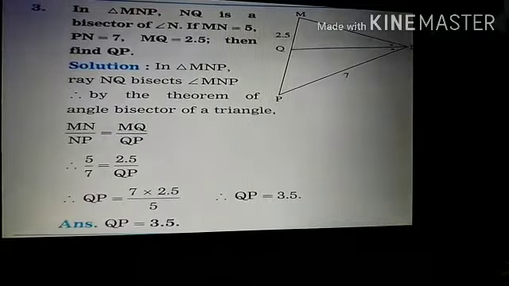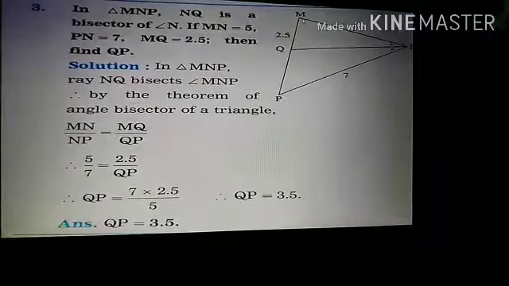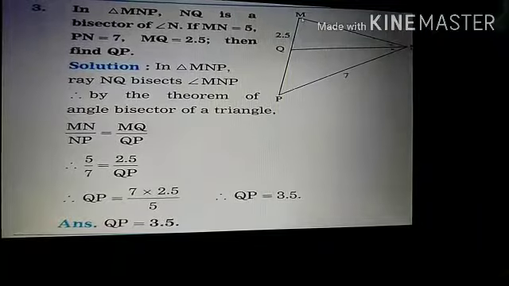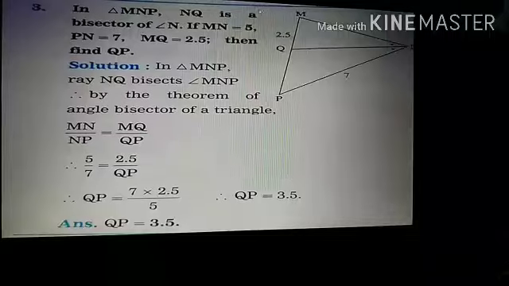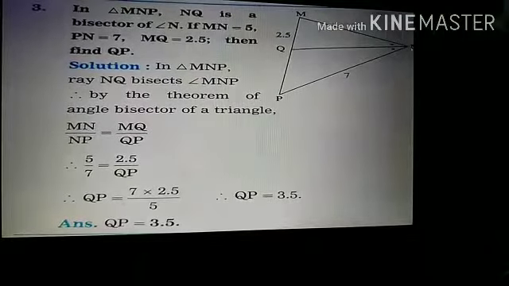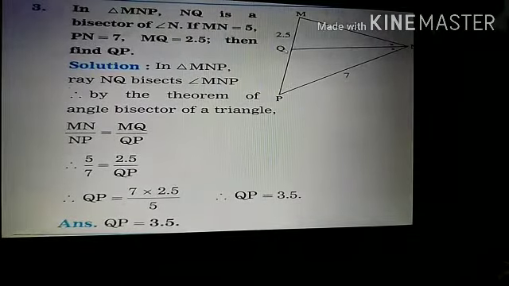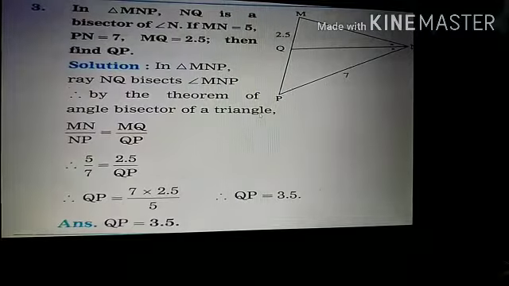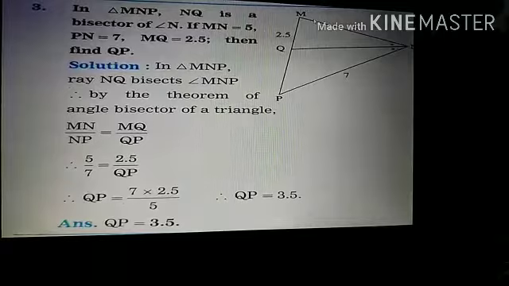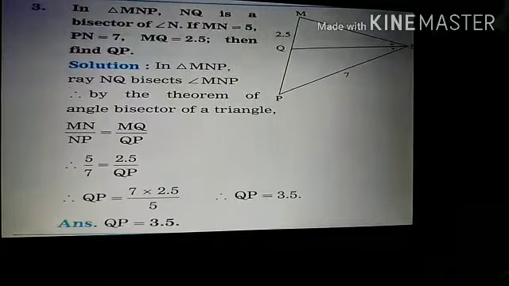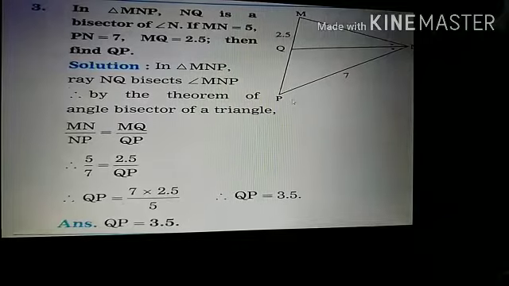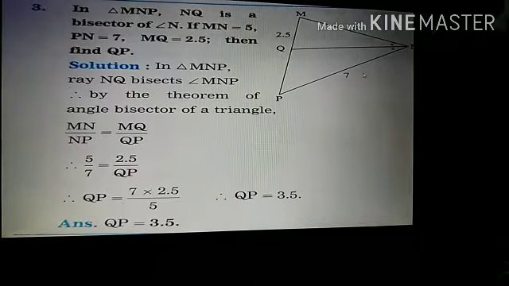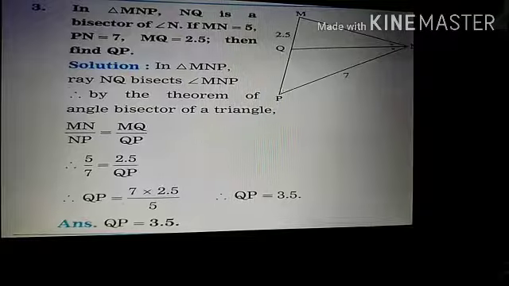Now, sum number 3. We have triangle MNP, we have NQ, this is your N. NQ is the bisector of angle N. This is your angle N, and NQ is the bisector. We have MN is equal to 5, MQ as 2.5, PN is given as 7. We are supposed to find what is QP.